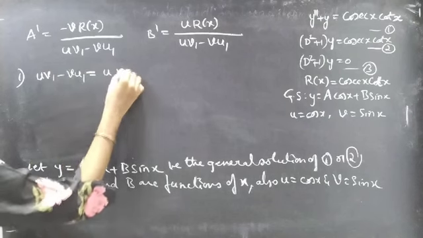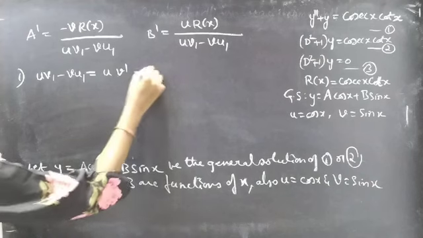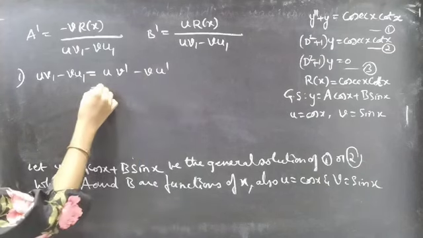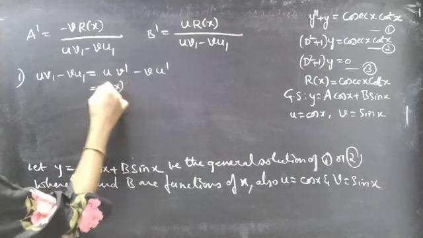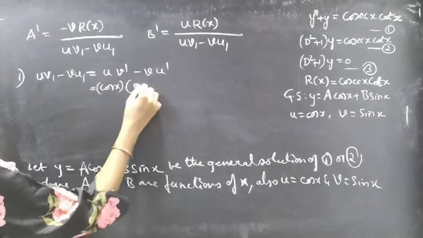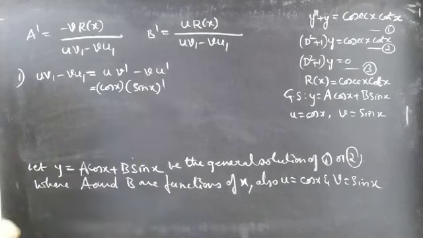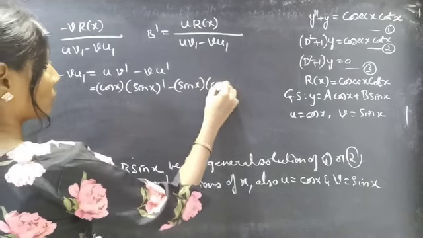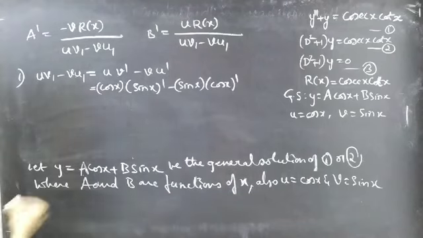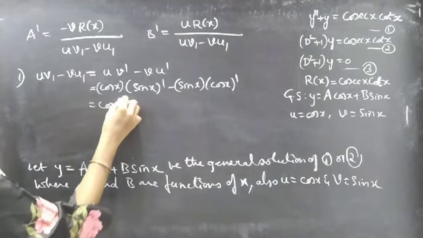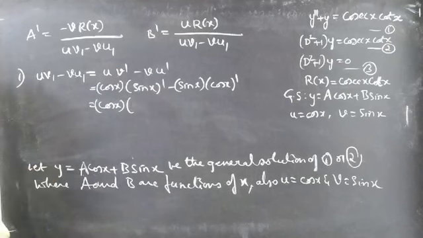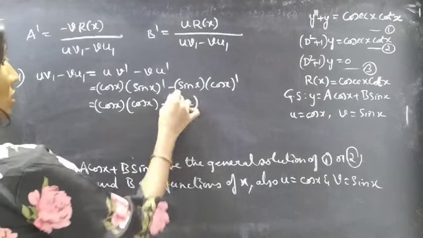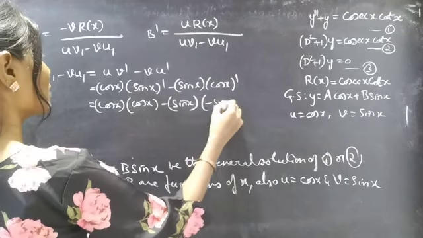Here v1 is nothing but the derivative of v with respect to x, and u1 is nothing but the derivative of u with respect to x, right? So uv1 minus vu1 equals cos x into the derivative of sin x with respect to x, which is cos x, minus sin x into the derivative of cos x with respect to x, which is minus sin x.